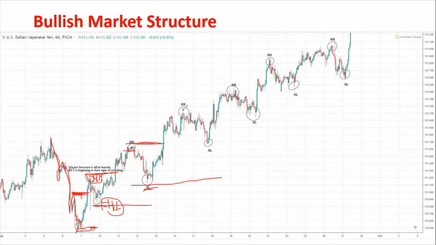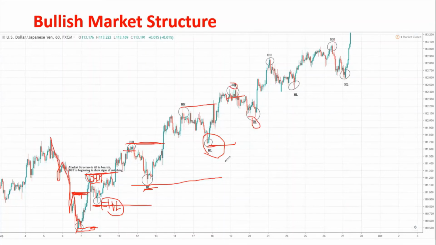We want to compare this higher low here with this. As you can see, this low is higher than this low, and this will now be our higher low. Also we have this high, which is higher than this high, and this low, which is higher than this low. So it will be our higher low, higher high.